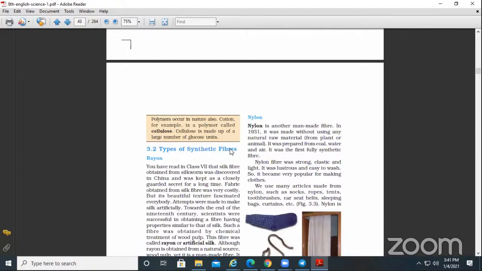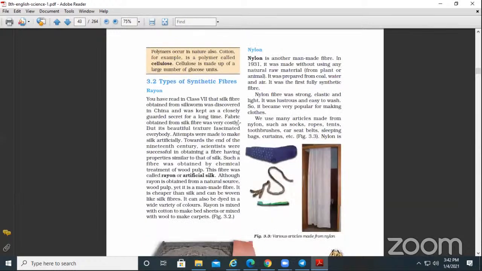For this one in your reader, children, one observation table is there. What are the types of these fabrics, means fibers, cotton? See table 3.2. In this table 3.2, what have they given?